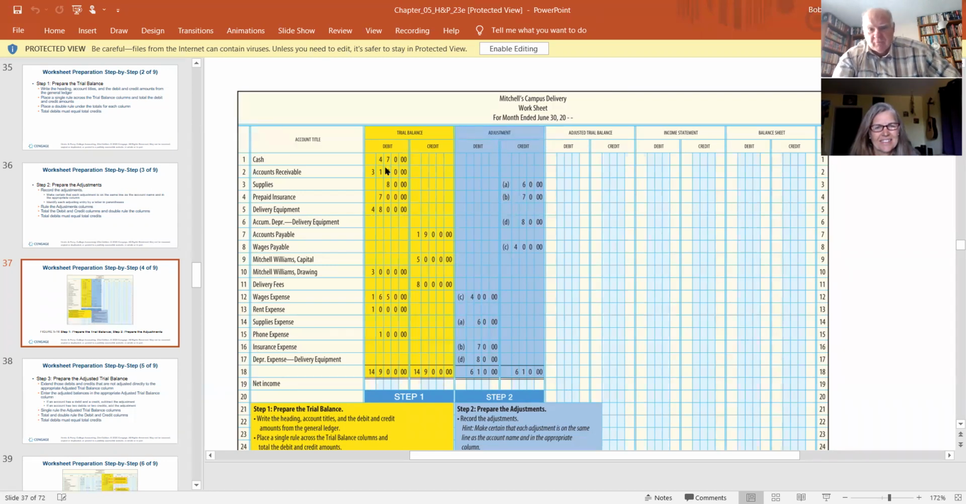Same thing with accounts receivable. So you just bring over the 470 to the debit. You bring over the whatever number that is, 3,100 over to the debit side. Here it was 80, credit 60. You'd have a balance of 20 there. Okay. Got it.